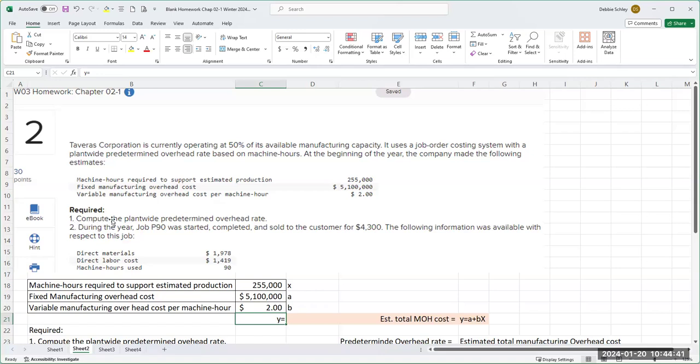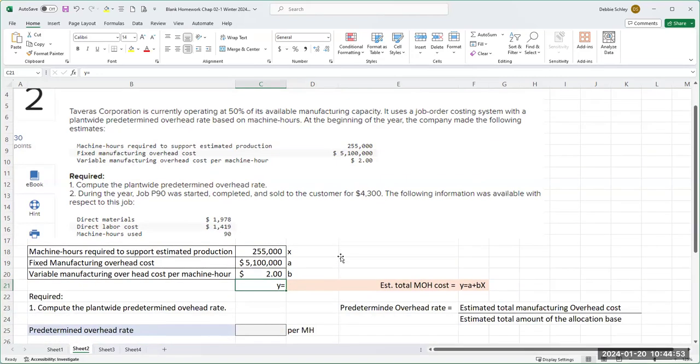So they want us to compute the plant-wide predetermined overhead rate, and then we're going to talk about job P90, and they give us information for that. So kind of similar to question 1, just step through the process. So again, I'm going to do this in 2 parts. You could put all the calculations in one cell to get straight to the predetermined overhead rate. Just make sure you put all of your parentheses in the right place or you will get the wrong answer.